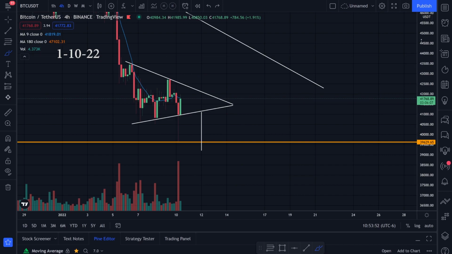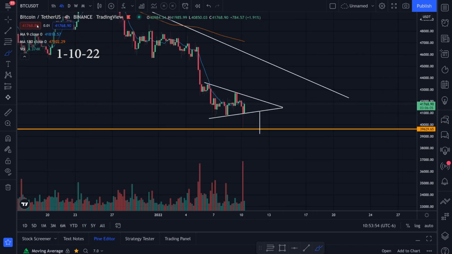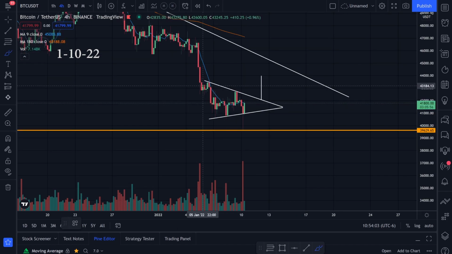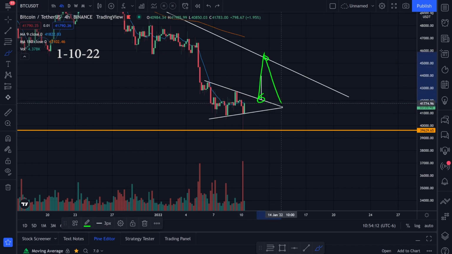Like I said, what I'm thinking is that it might break to the upside and we might get some volatility. So I'm thinking it might break to the upside. This is just my opinion or speculation, but maybe break to the upside, get rejected right here, and then come back down to retest maybe this one, and then get a bounce, something like that.